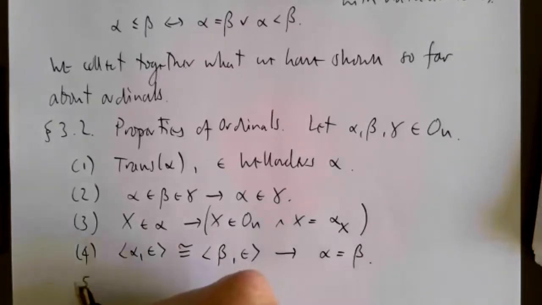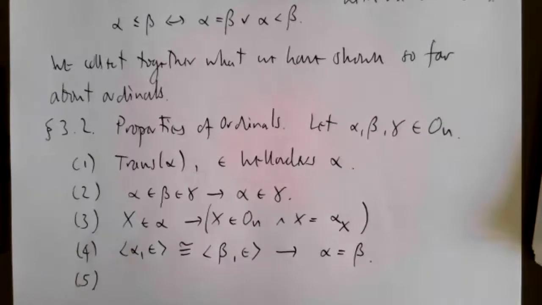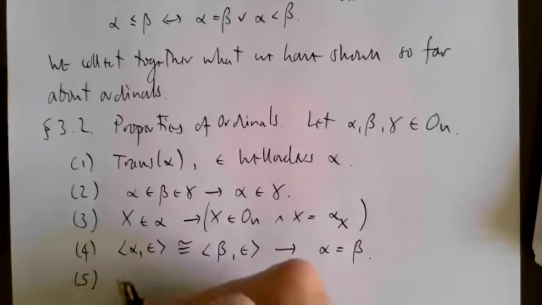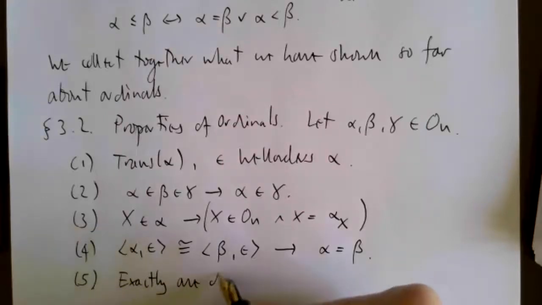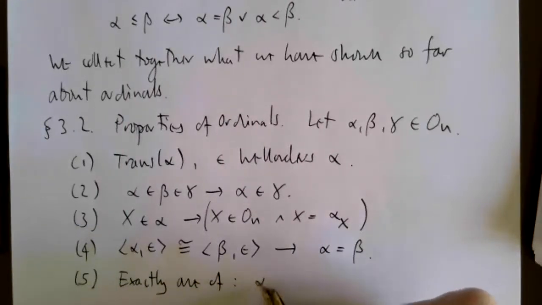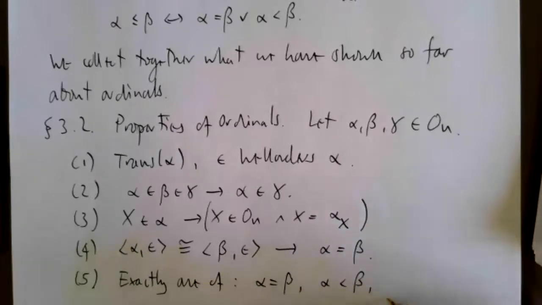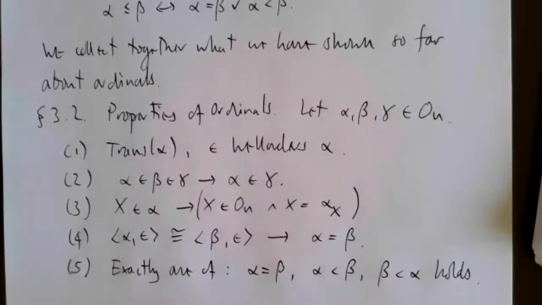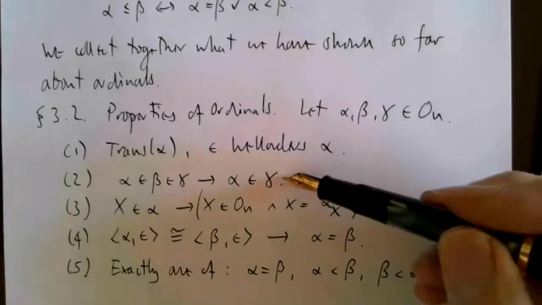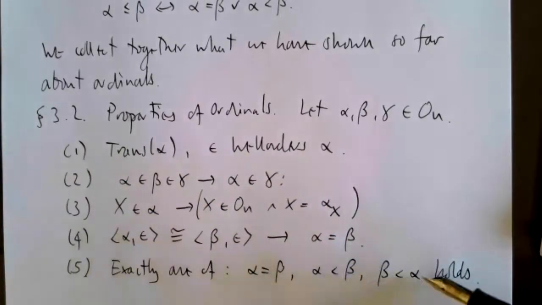And we also showed by the classification theorem on ordinals exactly one of alpha equals beta, alpha is less than beta, or beta is less than alpha holds. So we've got a transitive ordering and it's connected. So it's a strict total ordering.